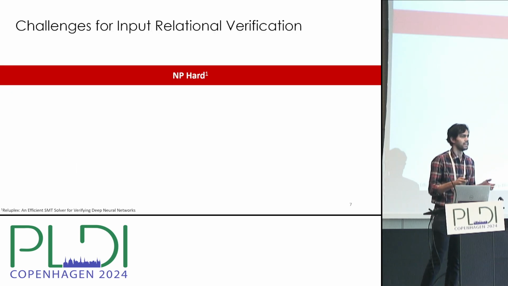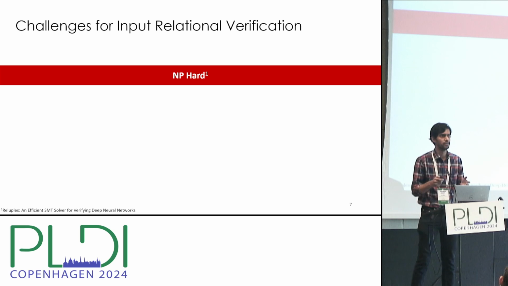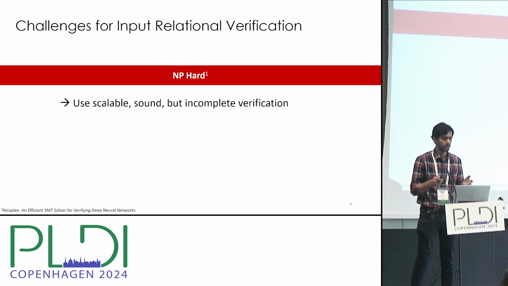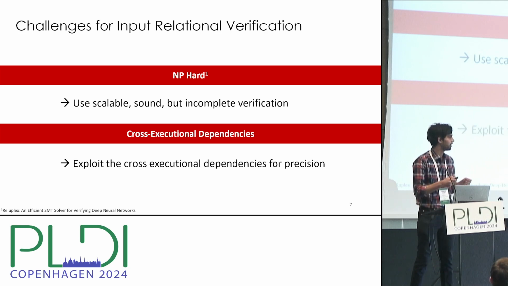So what are the main challenges for relational verification? The first one is, of course, scalability. We know that even for ReLU networks, non-relational verification or individual verification is NP-hard. So for scalability, we want our relational verifier to be sound, but we compromise on completeness to ensure scalability. As discussed before, the main point of distinction between non-relational properties and relational properties is these cross-executional dependencies. So it is important to exploit these cross-executional dependencies to improve the precision of the relational verifier.